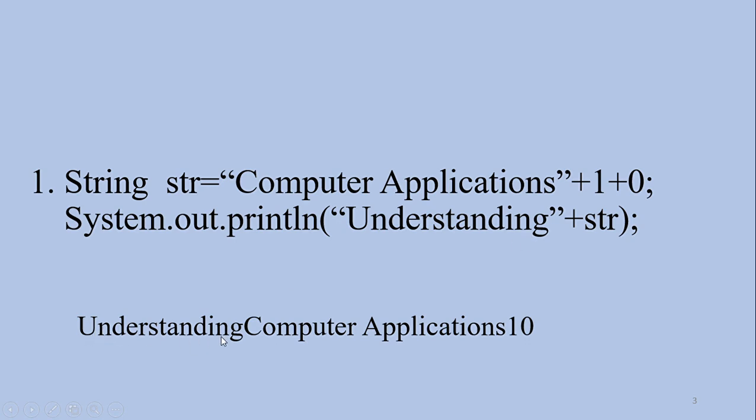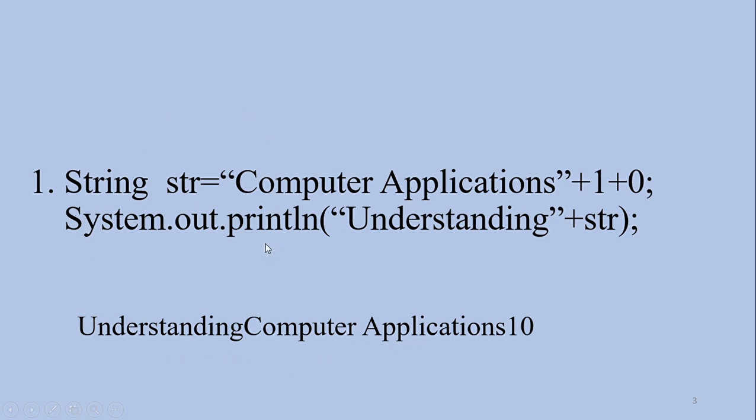So you can see understanding and plus str, the concatenation operator is plus. There is no space here. You have got computer. So that computer has come here. Here in str itself you have a space, so the space has come up here. Then applications have come up here. You can see here also there is no space between applications, 1 and 0. So your answer will be "understanding computer applications10", and you must also keep note of the spaces.